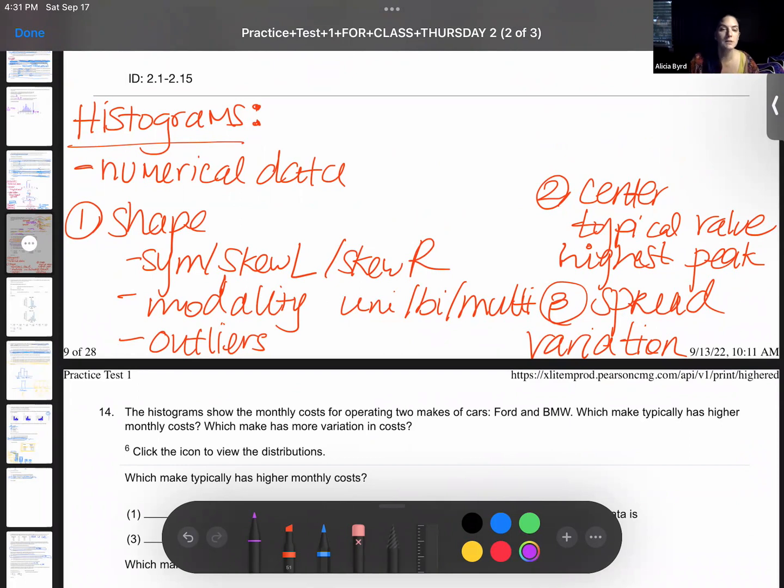For shape, we want to look at the symmetry, if it's skewed left or right, or if it's symmetric. We want to look at modality. So does it have one peak, unimodal, two peaks, bimodal, or more than that would be multimodal. We want to look for outliers, and those all help us define the shape. The second thing we look at is the center. So we're looking for the typical value, and like the highest peak, we'll relate those to get a sense of the center. And the next thing would be the spread, which indicates the variation in our data.